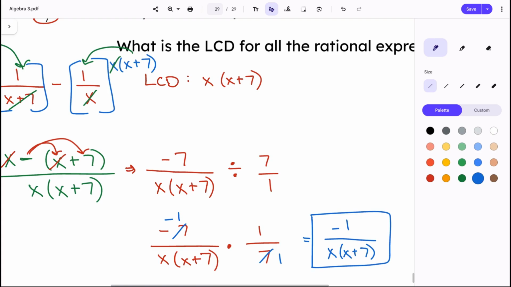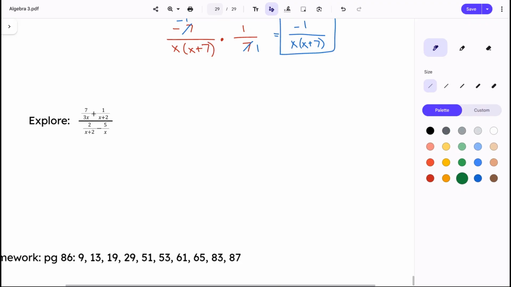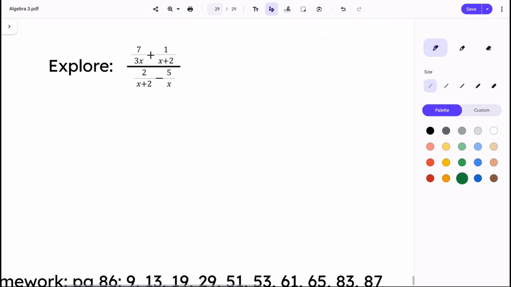All right, last one we have for today, and it's still doing what we just did. It's combining the adding or subtracting and then the multiplying and dividing that we have to figure out. So this one's even more complex. How many rational expressions are in this one? There's 4.